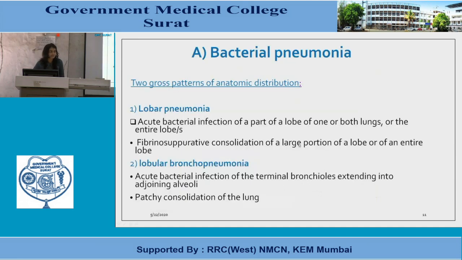Now we are starting with bacterial pneumonia. There are mainly two gross patterns of anatomical distribution seen in bacterial pneumonia. One is lobar pneumonia and another is lobular pneumonia. So what is lobar pneumonia? It is an acute bacterial infection of a part of a lobe, of one or both lungs, or the entire lobe. It is a fibrinosuppurative consolidation of a large portion of a lobe or an entire lobe. And second is lobular pneumonia, in which an acute bacterial infection of terminal bronchioles involves the adjacent alveoli, with patchy consolidation of lung.